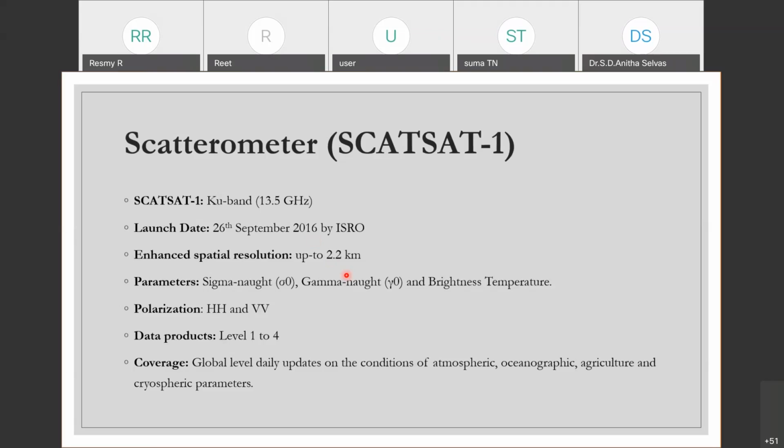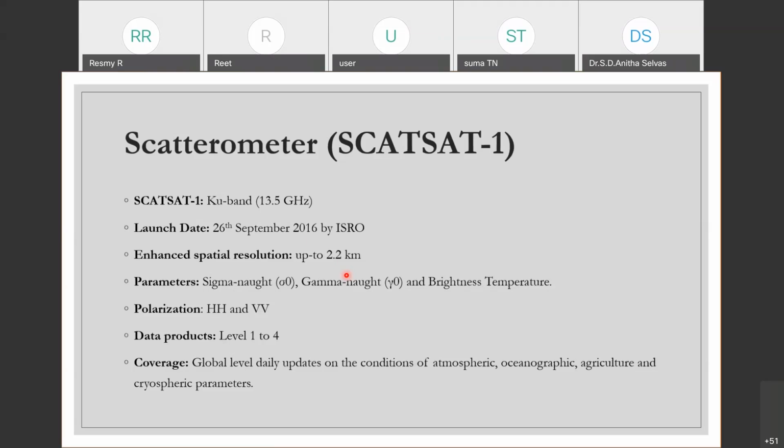But there is another advantage of scatterometer. The scatterometer has a better radiometric resolution, or you can say spectral resolution. It has a better ability to distinguish between different objects which are present on the ground in comparison to simple synthetic aperture radar.